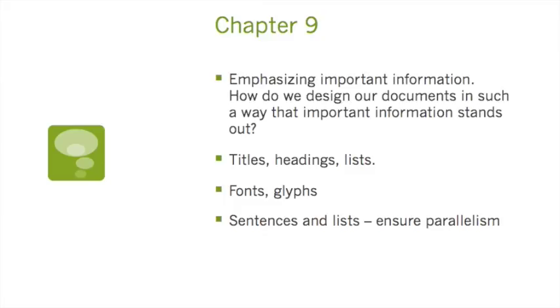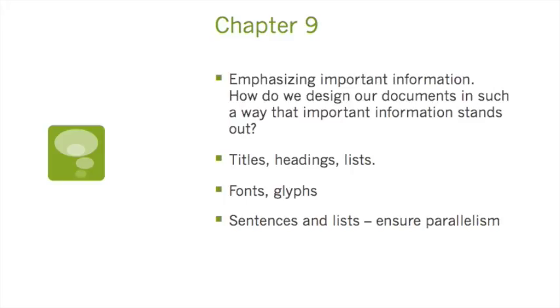Chapter 9 discussed the ways of emphasizing important information, just sort of from a design and a visual approach. So how do we design our documents in such a way that important information stands out? Well, we create titles and headings and lists, and we use fonts, font face and size and style. We use glyphs, I already mentioned glyphs in this video, and we use font emphasis usefully to draw attention to information. That could be bolding, that could be italics, underlining in certain situations.